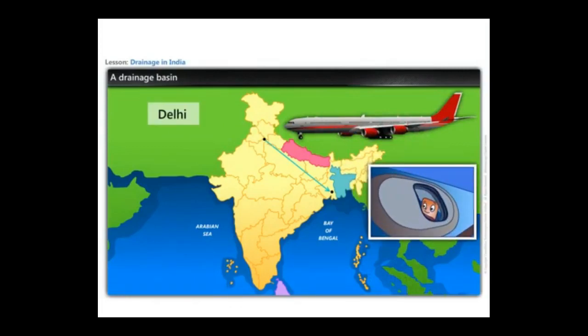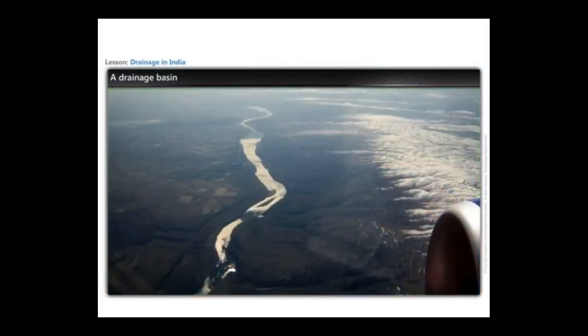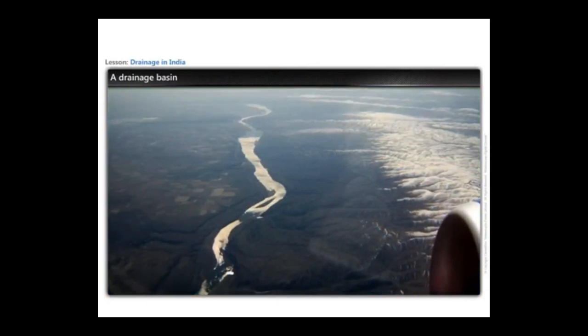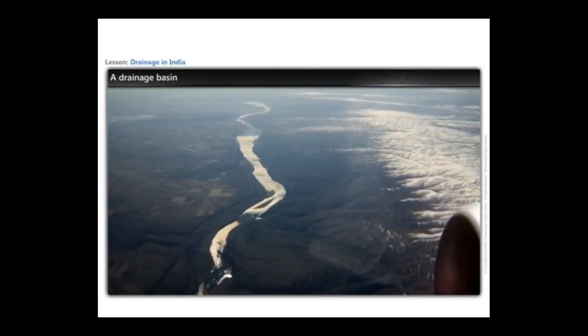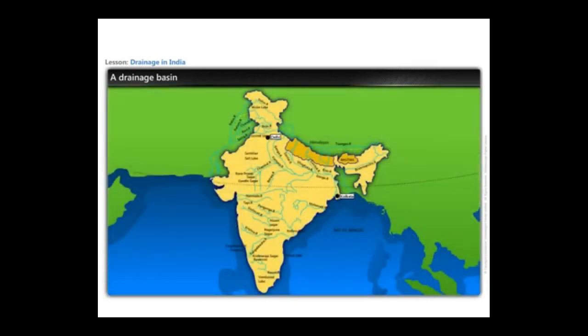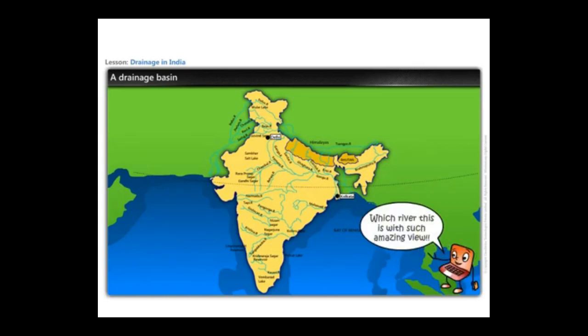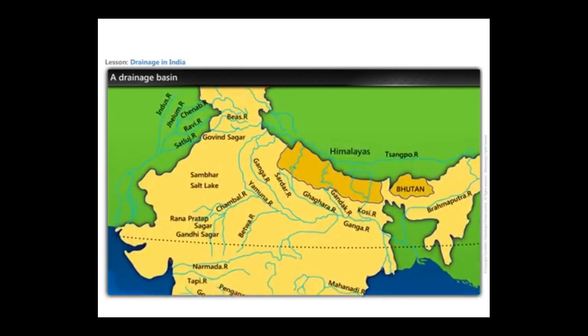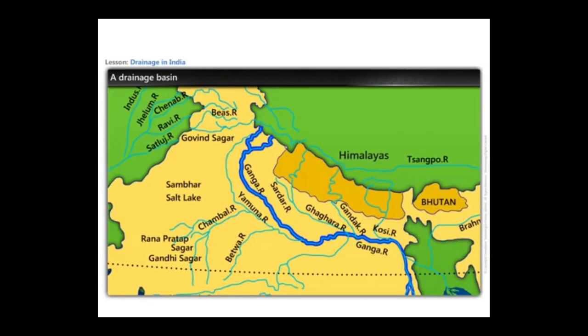He is traveling from Delhi to Kolkata by his personal jet. He is amazed to view the ground that is crisscrossed by bluish water bodies at various places. He recalls the physical map of India and tries to figure out the bluish water bodies. Which is this river with such an amazing view? This is the mighty Ganga.